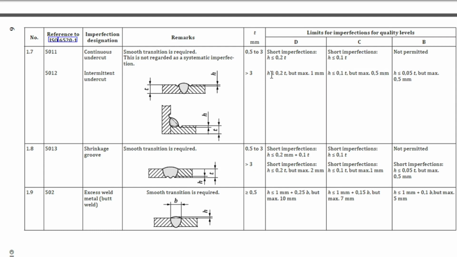If we follow quality level D, height will be less than or equal to 0.2 t, but maximum is 1 mm. So this is for the continuous undercut and intermediate undercut.